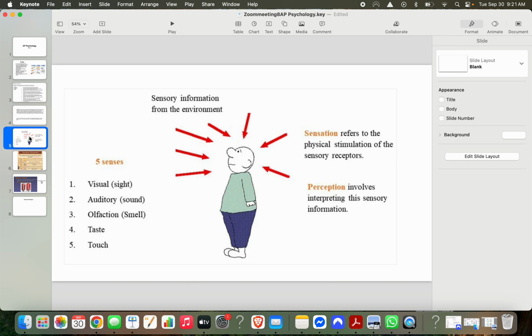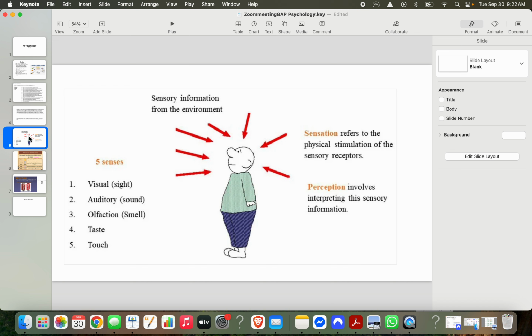So we need to keep track of these two terms, sensation and perception. Sensation is the physical stimulation of our sensory receptors. So this week, you're going to learn how we see what we see. How does this information go from outside our brain to inside? Auditory is the fancy way to say sound. Olfaction, which people sometimes confuse, is just smell. And how do we taste and how do we touch? In the next lessons, you're going to look at our senses and how they work. And perception, then, is how our brain interprets all of this information coming in.